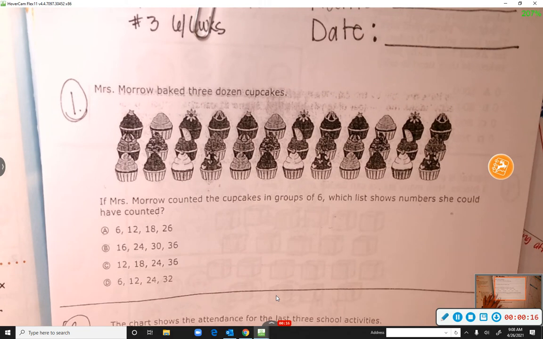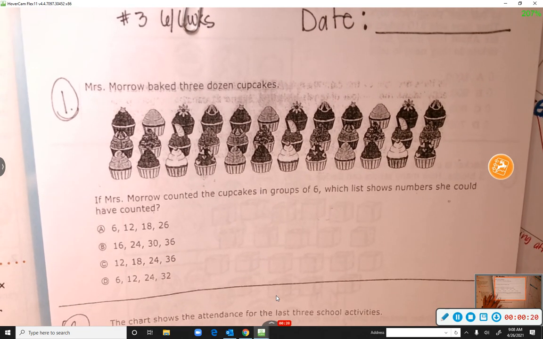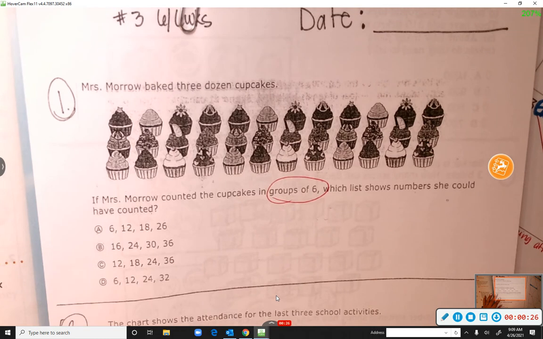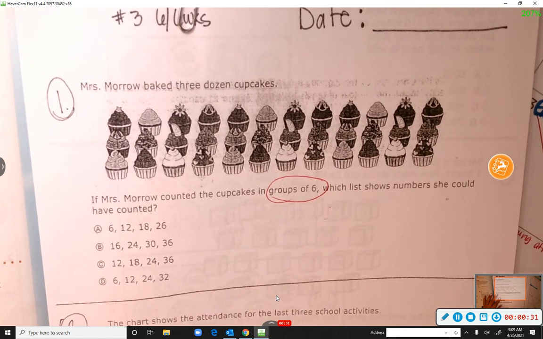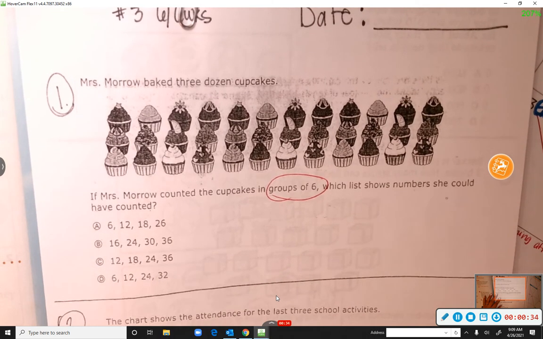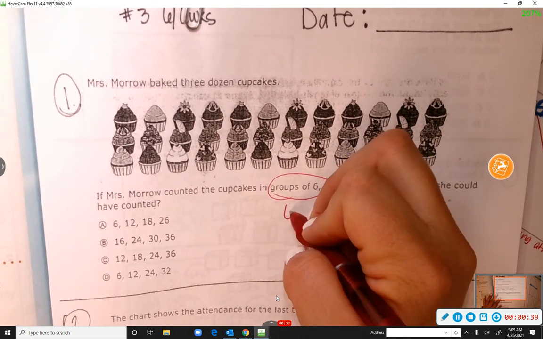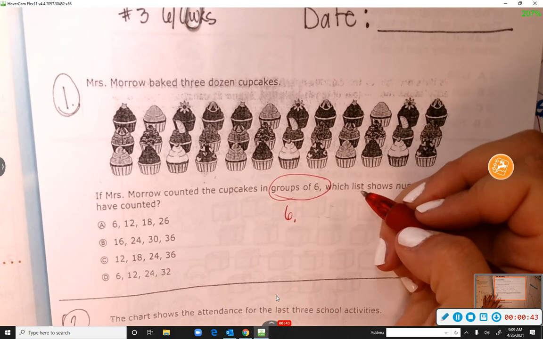It says, Mrs. Morrow baked 3 dozen cupcakes. If Mrs. Morrow counted the cupcakes in groups of 6, which list shows numbers she could have counted? Okay, so I need to make sure that it's skipping by 6s or it's a multiple of 6, okay? A multiple of 6 means I can multiply any number by 6 and get that number.